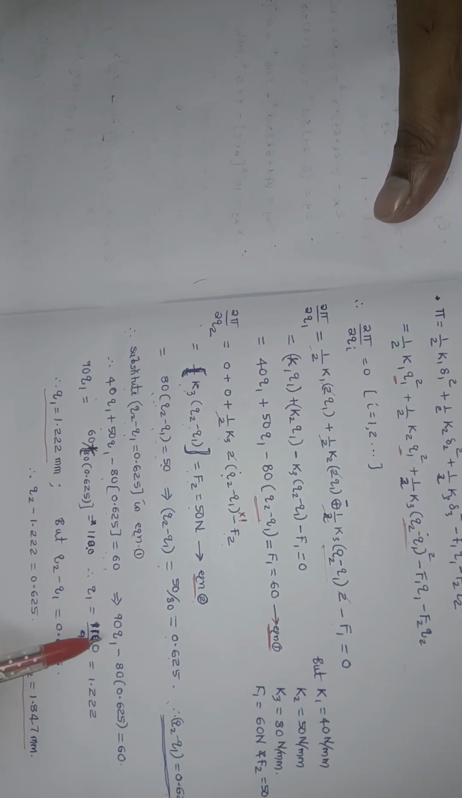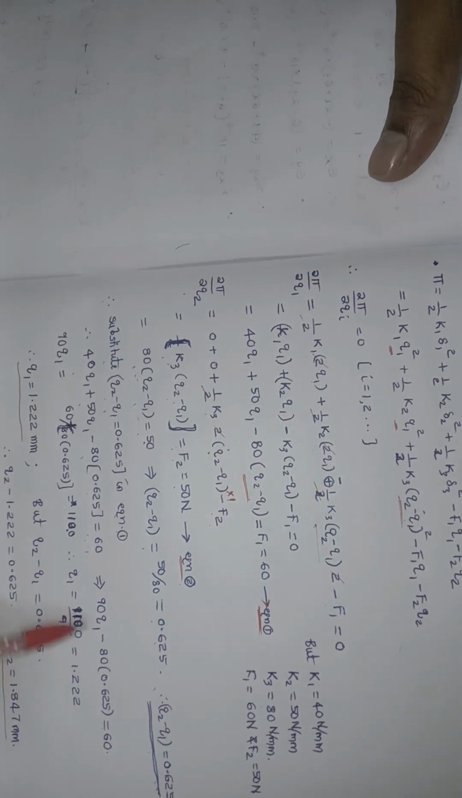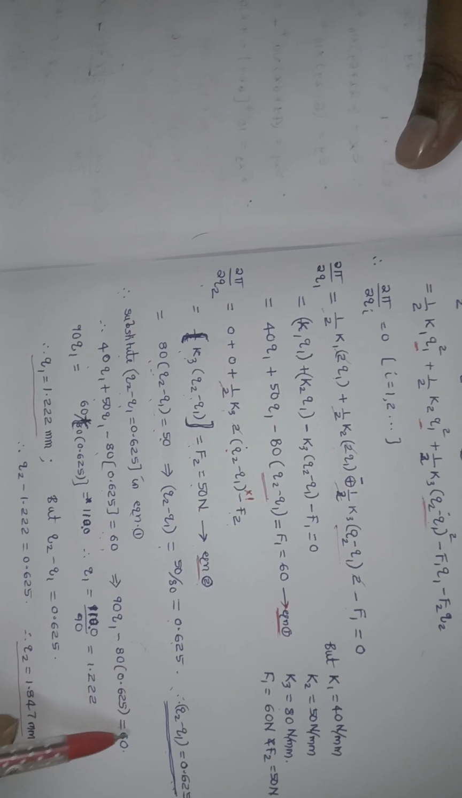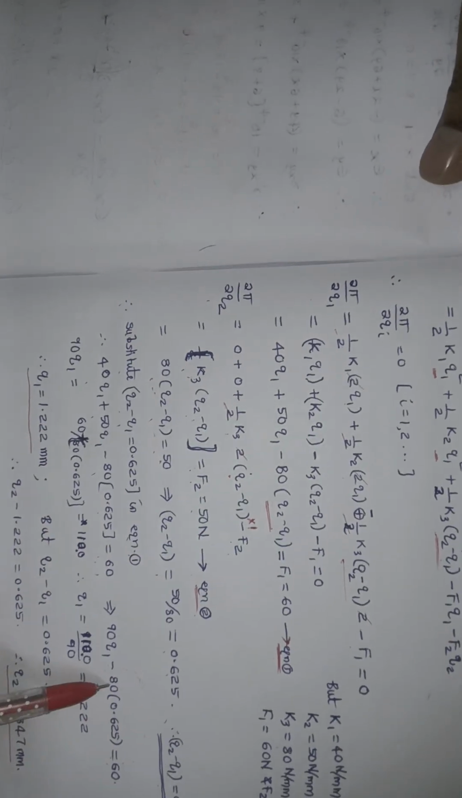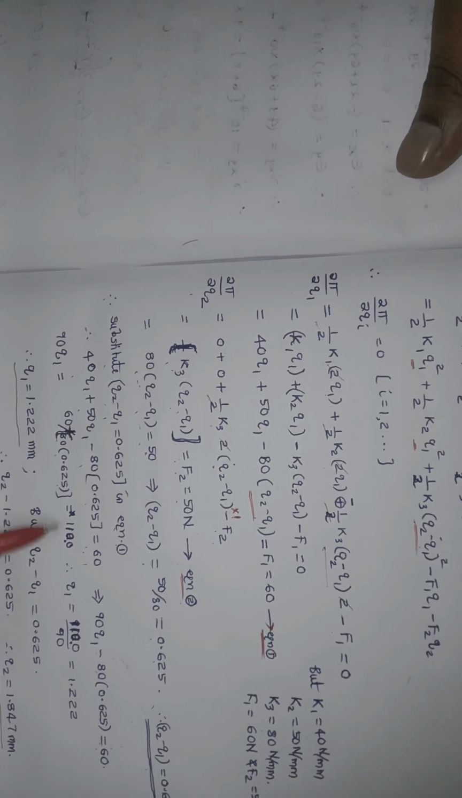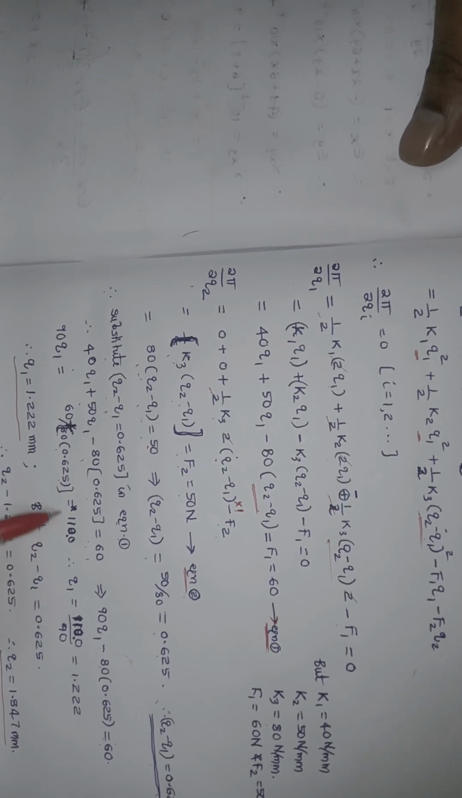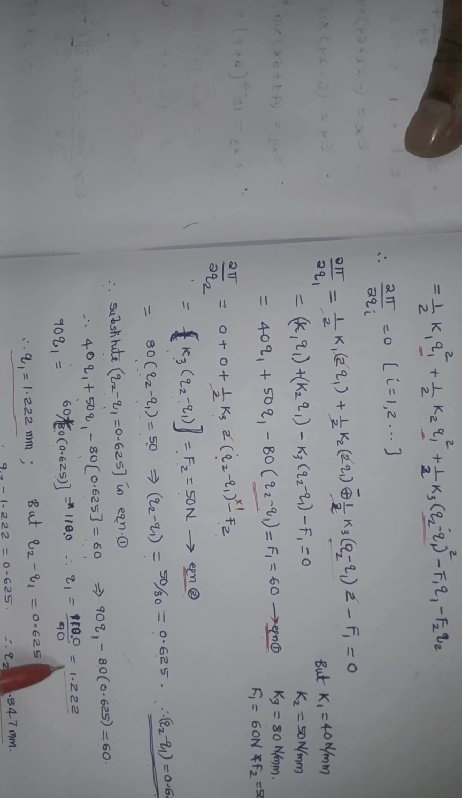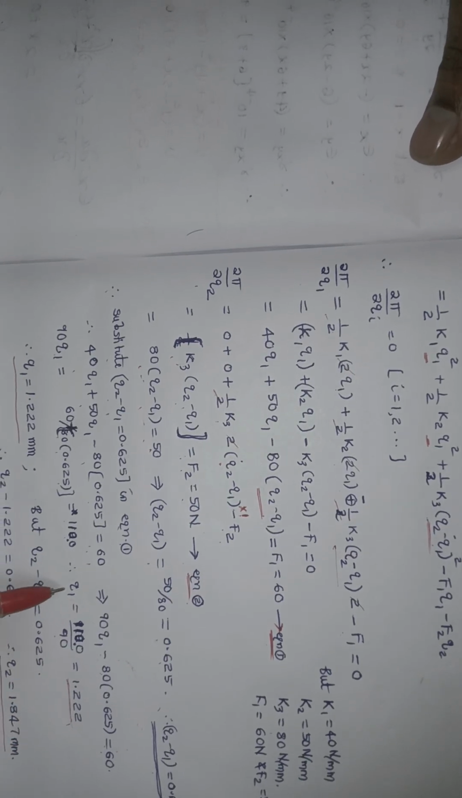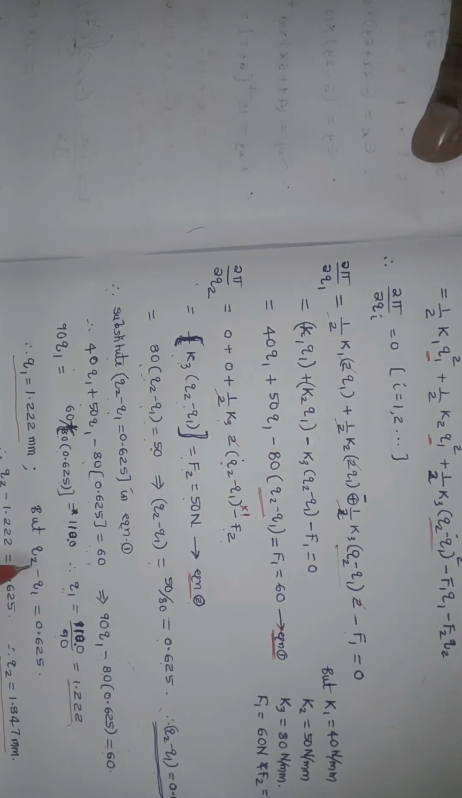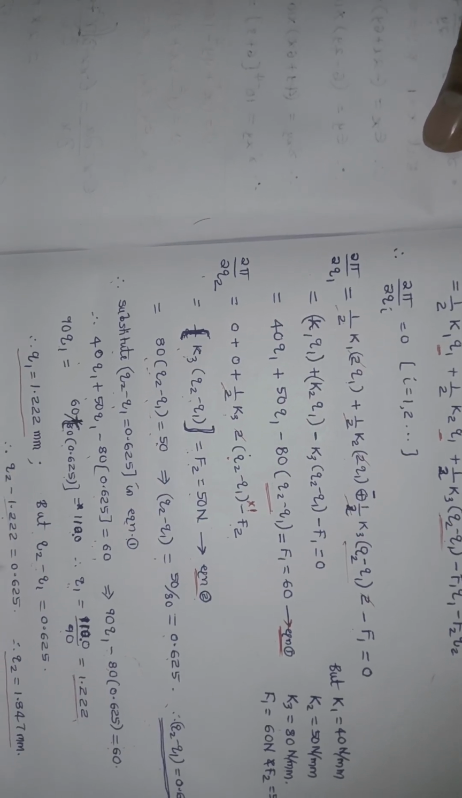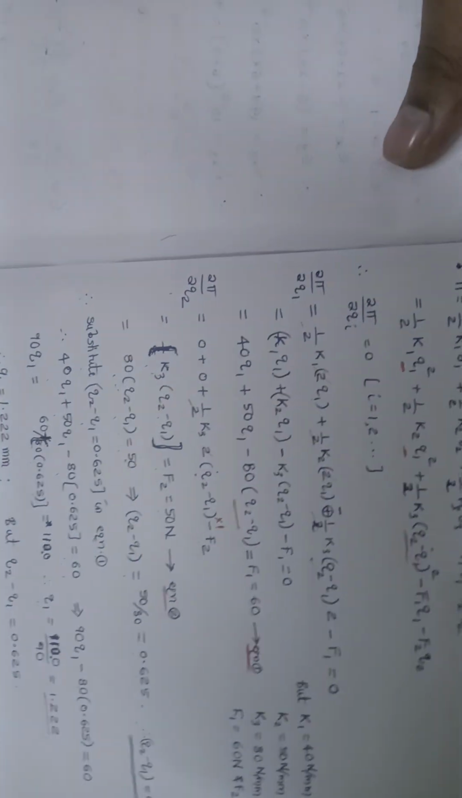So after simplification we get 90 Q1. This minus we send to the other side, it will be plus. So 60 plus 80 into this value, you got 110. So Q1 is equal to 110 by 90, you got 1.22. Now we can substitute this Q1 value in this equation, Q2 minus Q1 equals 0.625. Finally you get the Q2 value. So as per the question, you got Q1 and Q2 values. Okay, thank you.